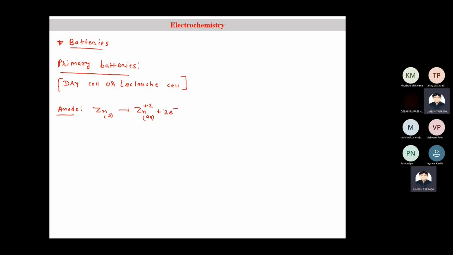Nowadays there is a smaller version, the pencil cell. 2MnO2, the MnO2 powder, gets reduced. Ammonia is also inside, NH4 plus ion, gaining 2 electrons to give Mn2O3 plus 2NH3 plus H2O. So this is the reaction taking place in the dry cell.